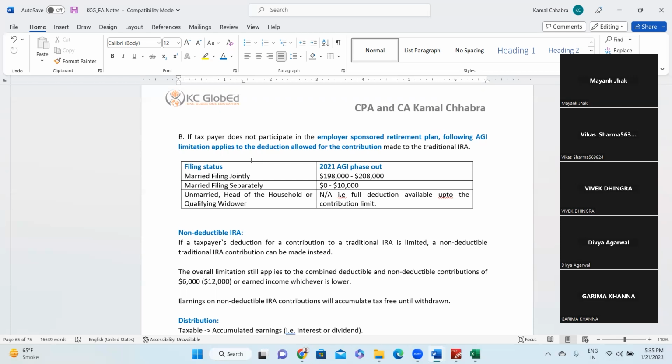For married filing jointly, it is 198,000 to 208,000. For married filing separately, it's very less, 10,000 only. And for unmarried, there's no limit. So full deduction is available up to the contribution limit of 6,000 or 7,000. Right? The same rules apply, the same calculation, the same formula will apply. Make sense? Or do you want me to do some math again? Shall I do the math again, or is it good? It's fine, sir. Fine.